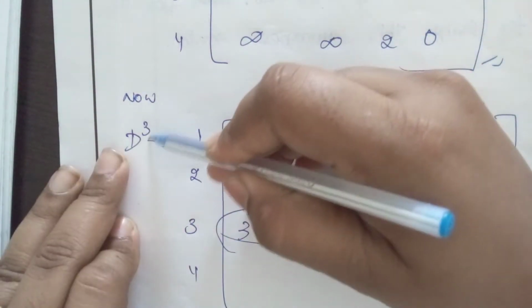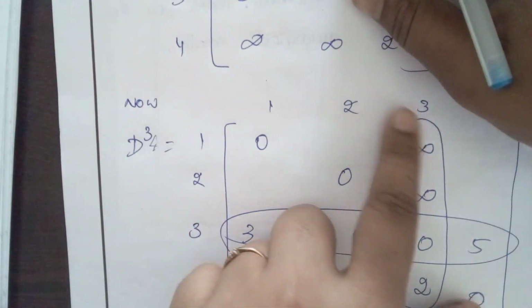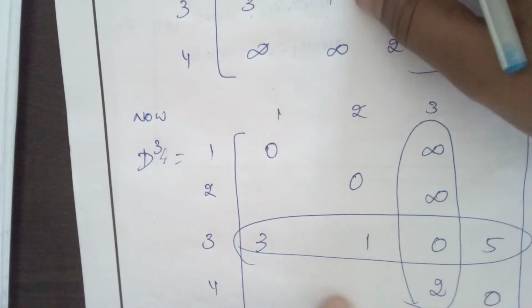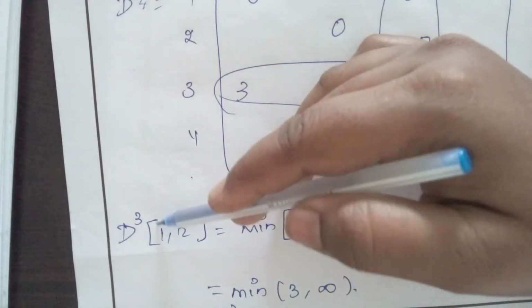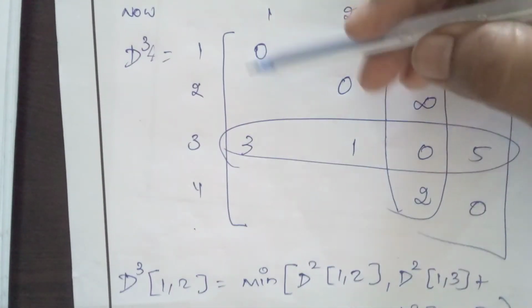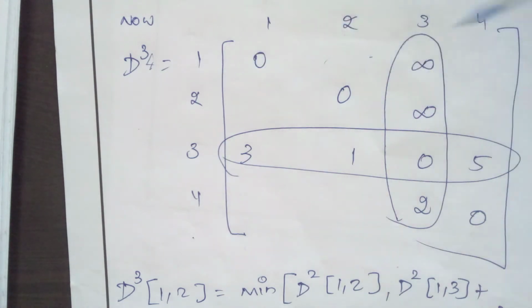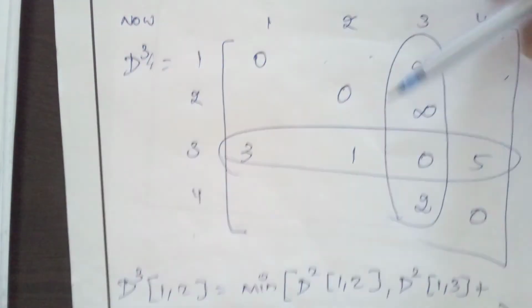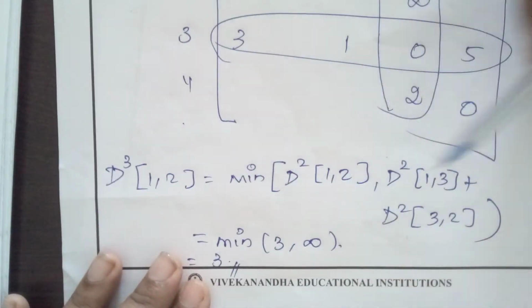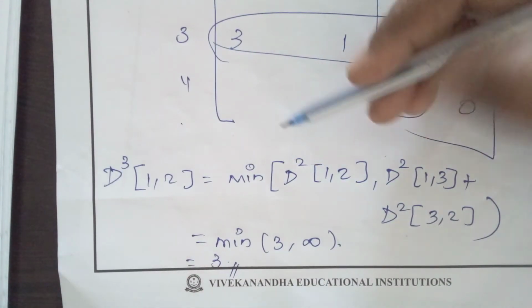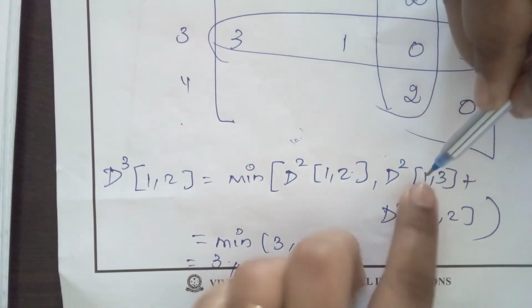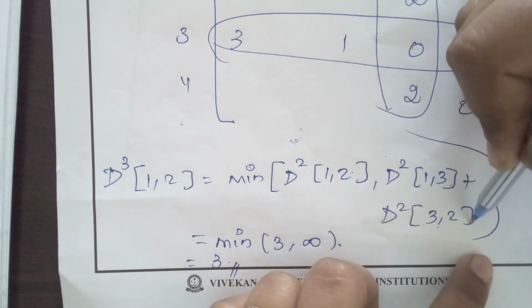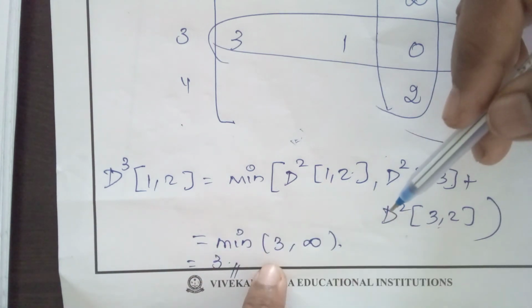Third matrix, d3. For d3, I am taking the third row and third column, and the remaining values I want to find. Same formula. For d3, 1 comma 2 I have to find, and 1 comma 4, and 2 comma 1, 2 comma 4, 4 comma 1, 4 comma 2. Like that I have to find by using this formula: d square I comma j plus d square I comma k plus k comma j. In that I have to find the minimum value.